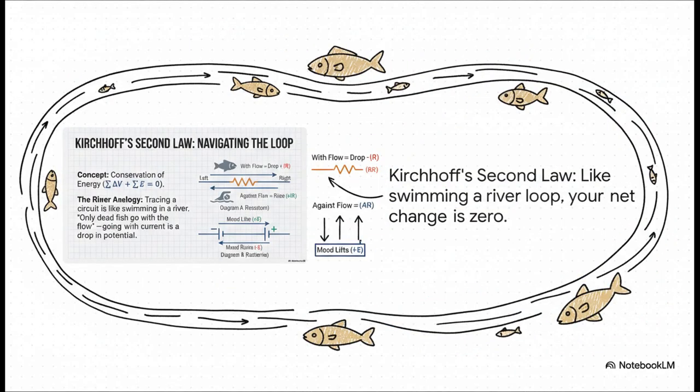Now, the second rule is all about the conservation of energy. So imagine you're swimming in a big loop in a river. When you go with the current through a resistor, your energy, we call it potential, it drops. If you try to swim against the current, you have to work harder, right? So your potential rises. And if a battery gives you a nice push, well, your potential goes way up.